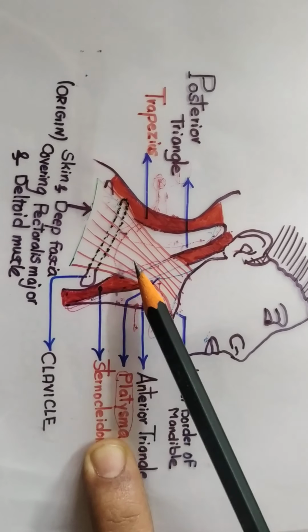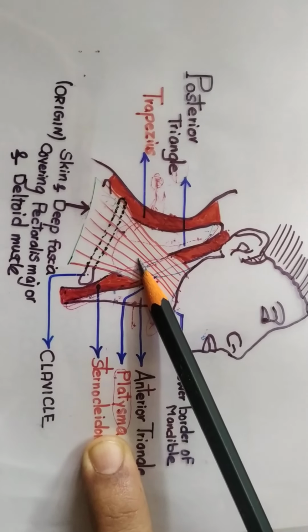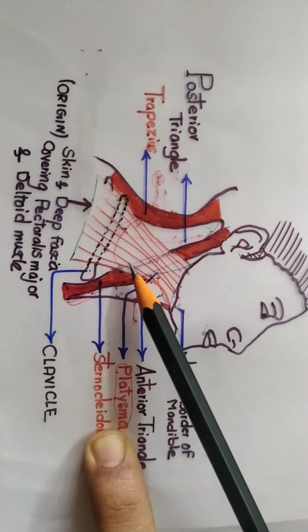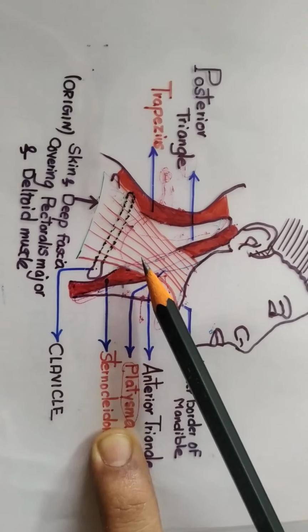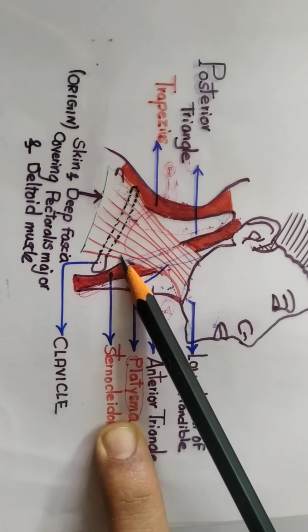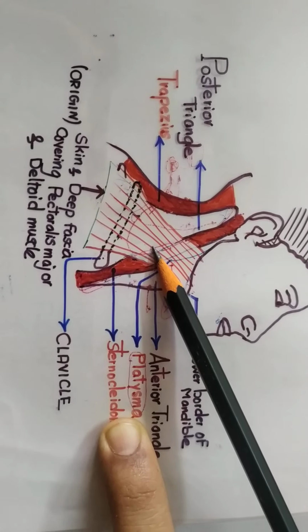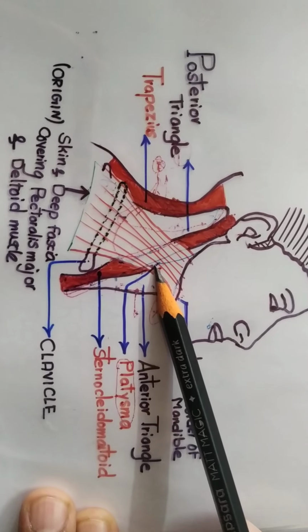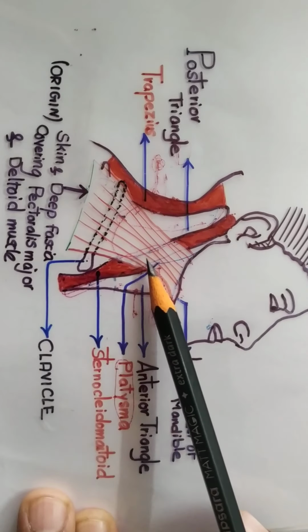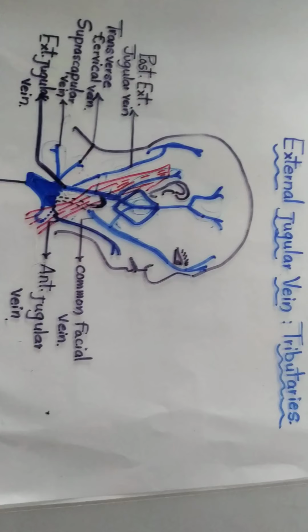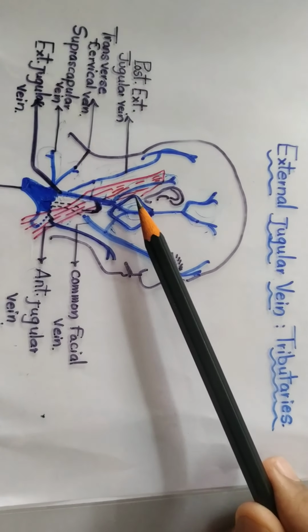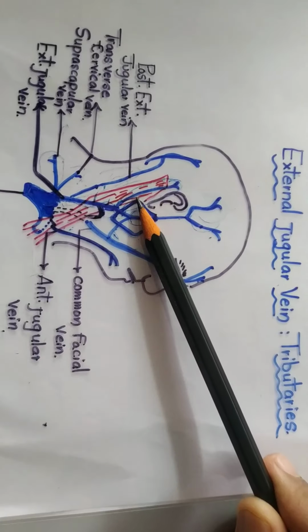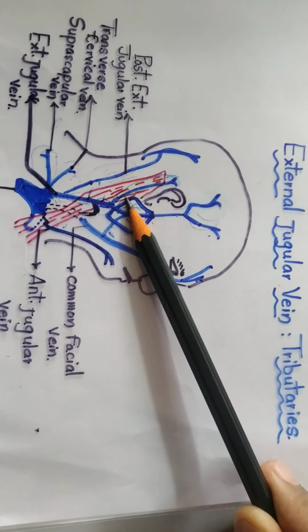Platysma is supplied by the cervical branch of the facial nerve. Once you have discussed origin, insertion, nerve supply, then we should talk about action of platysma. Contraction of the platysma muscle produces oblique wrinkles on the neck region. Deeper to the platysma, we are going to see the external jugular vein.